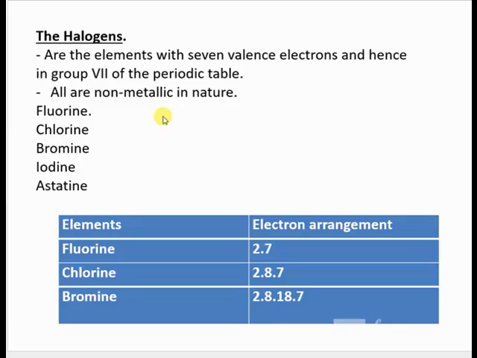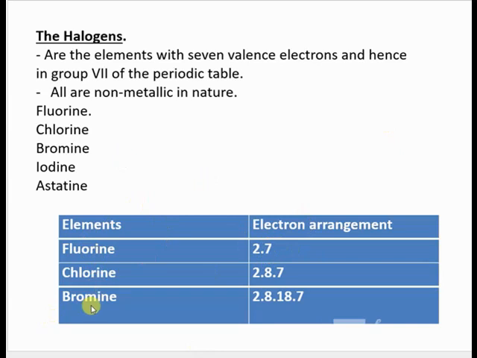Let us continue from where we stopped. We talked about the metals, the trends down the group. Now we are talking about halogens. These are the non-metals. Halogens are elements in group 7. They have 7 electrons in the outermost energy level, and that's why they are called group 7, as you can see. They have 7 electrons in the outermost energy level.